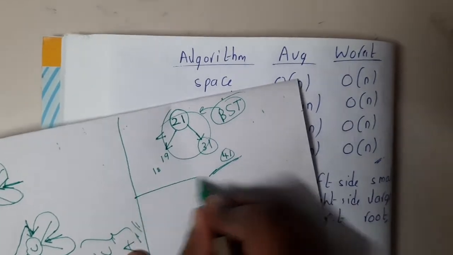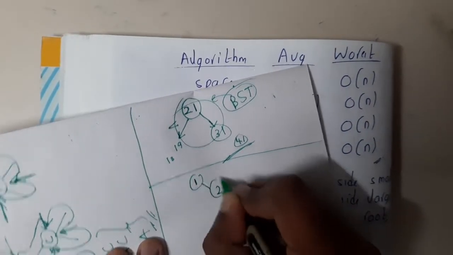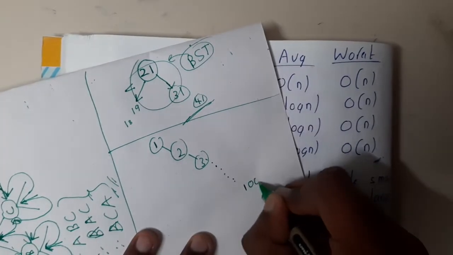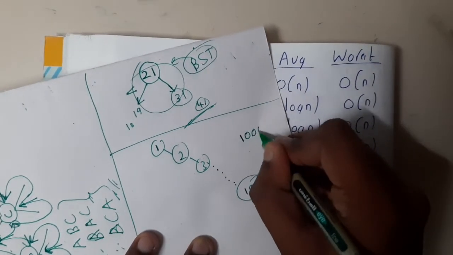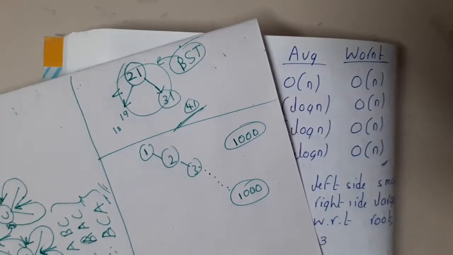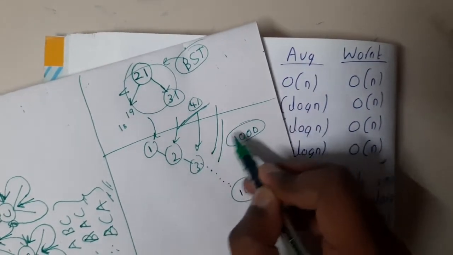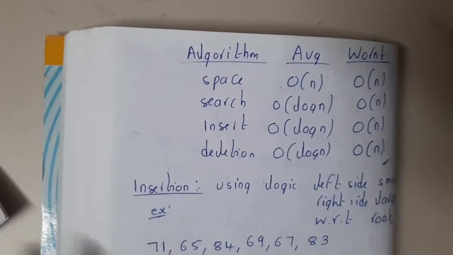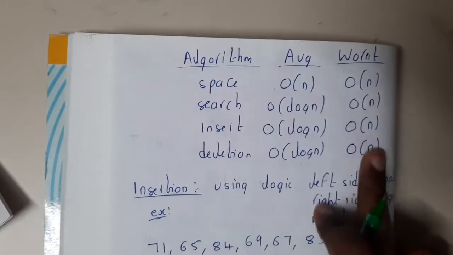Let us take an example. Assume that 1 came first, after that 2 came, after that 3 came, and so on up to 1000 came. Now assume that you are searching for 1000. How many comparisons should you do, guys? Each and every time you should do a comparison along this path. So that is the reason why the complexity is big O of n in the worst case.